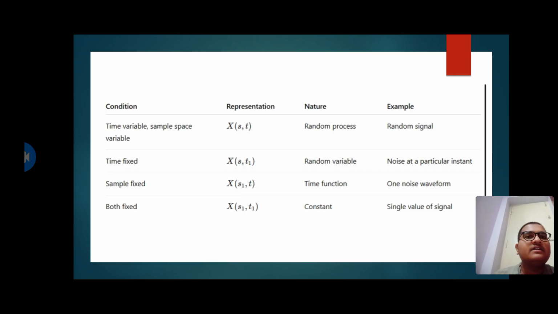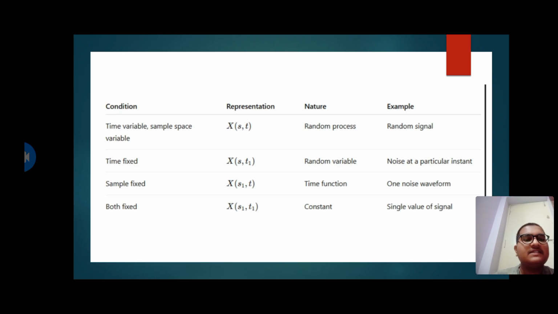Next, conditions, representation, nature, and example. When we come to conditions: time variable and sample space variable; time fixed; sample space fixed; and both time and sample space fixed. When time is variable and sample space is variable, it is represented as X(s, t). It is a random process. Example, random signals. When time is fixed, it is represented as X(s, t1). It is a random variable. Example, noise at a particular instant.